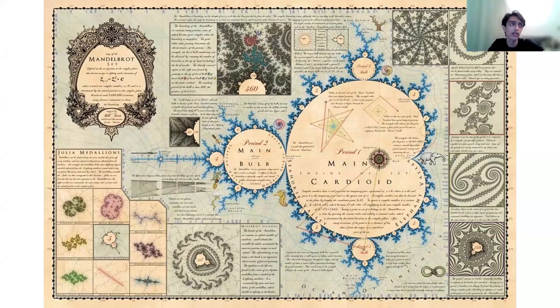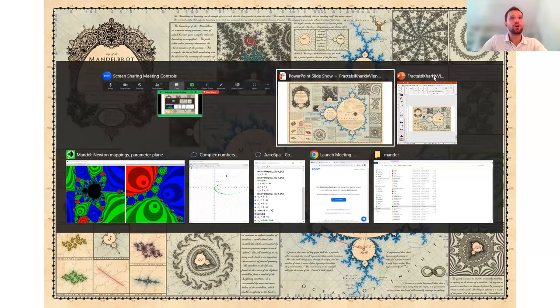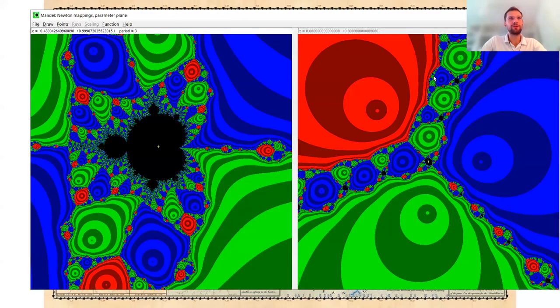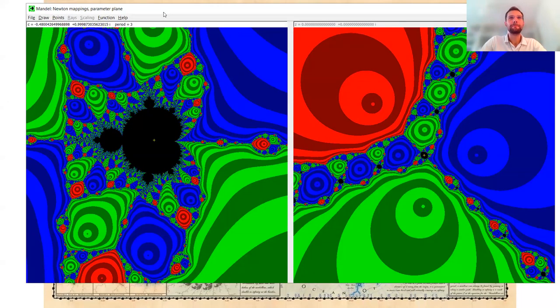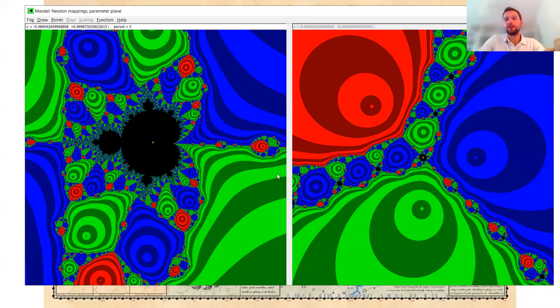Okay, so does the theory specifically focus on polynomials? Or I'm guessing it might be easier for some other family of functions. No, there's no specific focus on polynomials. So let me pull out this program again.